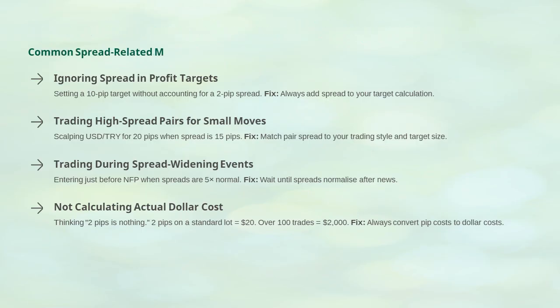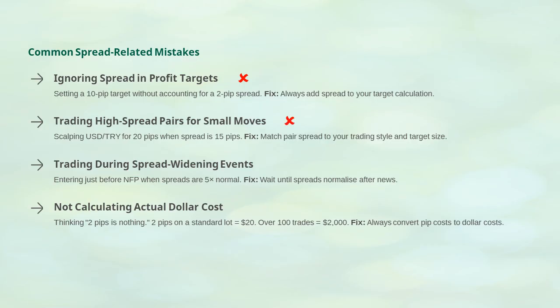Now, let's look at the common mistakes traders make with spread. Mistake 1. Ignoring spread in profit targets. Setting a 10 pip target without accounting for a 2 pip spread means you need 12 pips of movement just to break even. Always add spread to your target calculation.